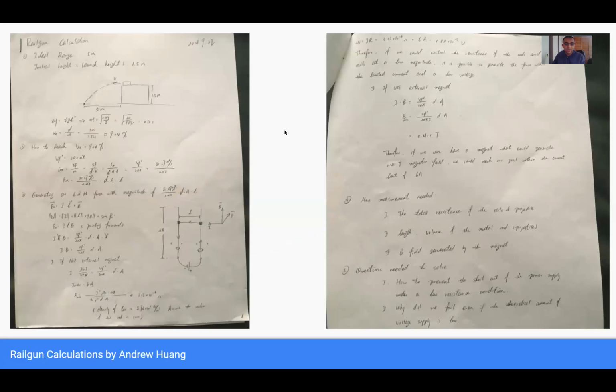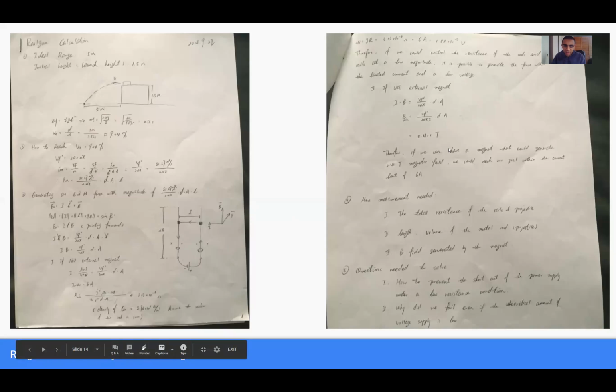We had some calculations regarding this. These ones are specifically by Andrew right here. You can see the idea of the rails. In Mr. Nauman's room, we still have the capacitor. We were able to use the capacitors, which have very high capacitances, to try to launch the projectiles. But one problem we were having was the friction of the projectile on the rails.